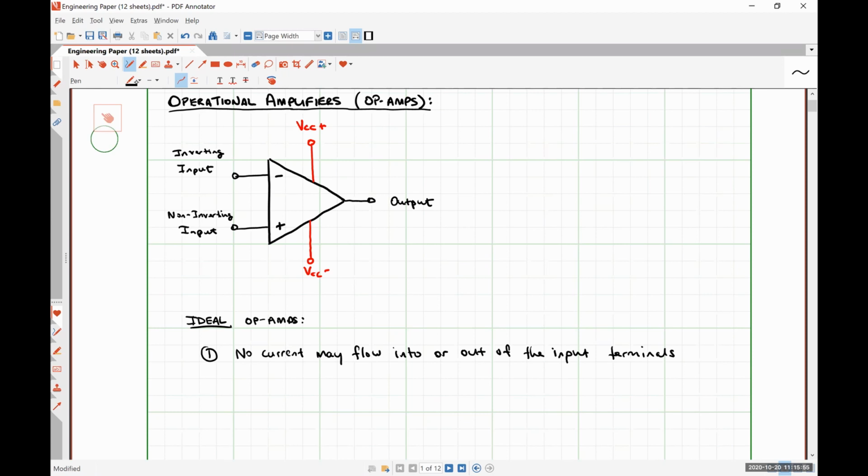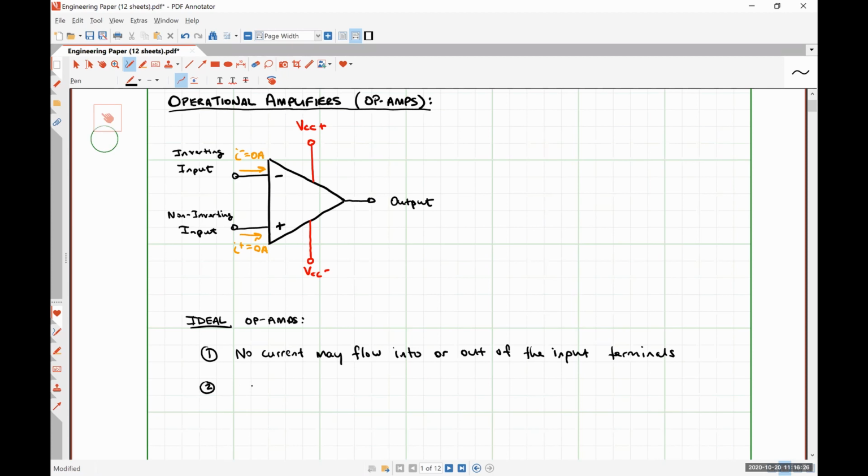So in our op-amp schematic drawing up here, that would mean that this current, which we could call I plus, flowing into the non-inverting input terminal must be equal to 0 amps. And similarly, this current I minus flowing into the inverting input terminal must also be 0 amps. That's how we are applying op-amp rule number 1.